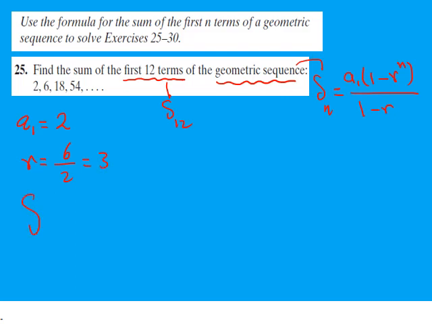So the sum of the first 12 terms is equal to 2 multiplied by 1 minus 3 to the power of 12, divided by 1 minus 3. By using my calculator, it's 2 times 1 minus 3 to the power of 12, divided by 1 minus 3. It gave me 531,440.